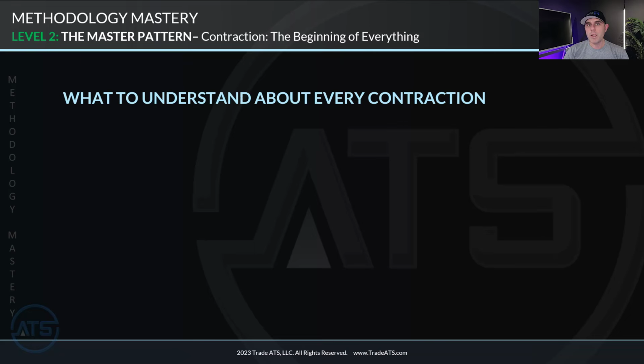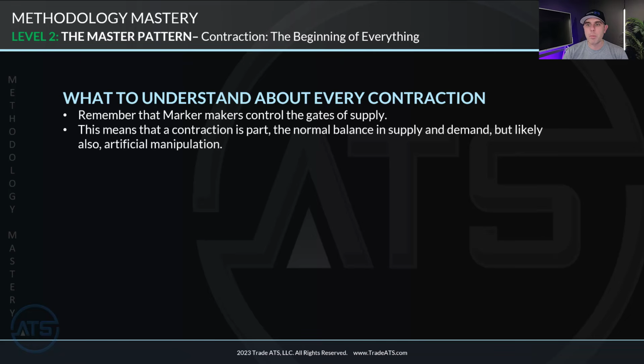So here's what you need to understand about every contraction period in the market. You need to remember that the market makers control the gates of supply first and foremost. This means that a contraction is partly the normal balance in supply and demand, but likely also artificial manipulation. And this goes from the contraction into the expansion. They're kind of one and the same in their function. But it all starts from that contraction period.